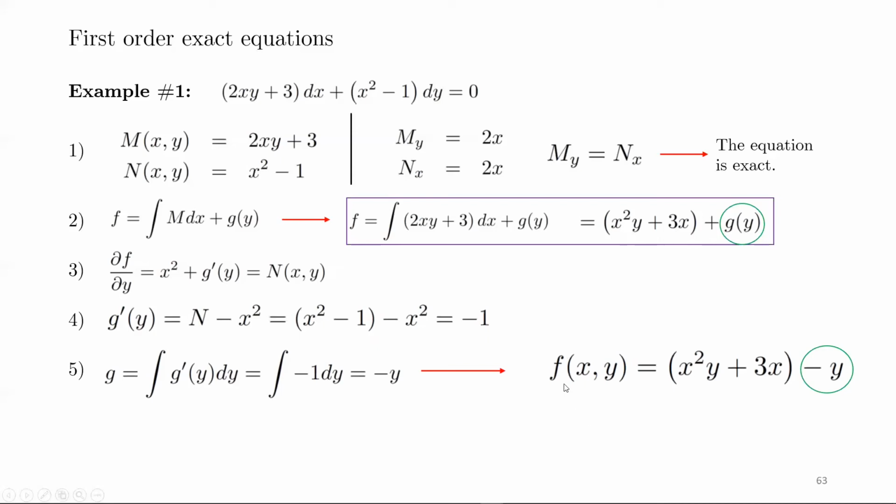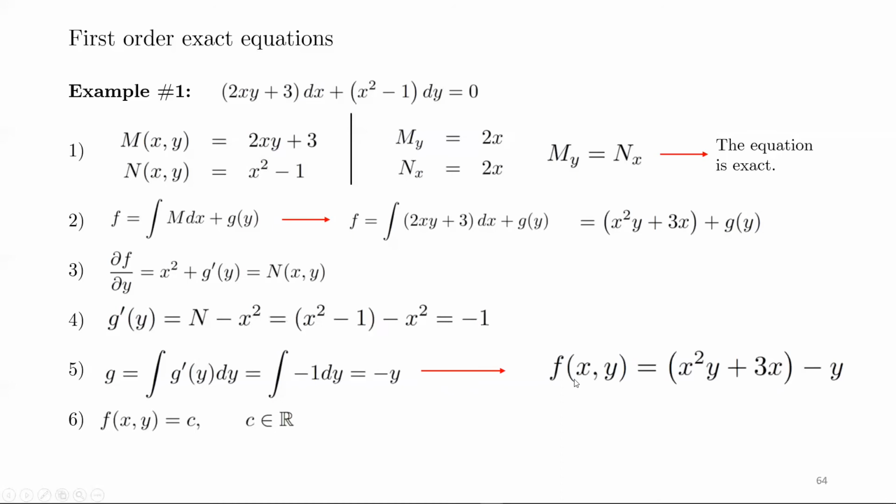Okay, so the solution to the original differential equation is found by setting this function equal to a constant. So therefore, x squared times y plus 3x minus y is equal to some constant. And again, if we had an initial value problem, we could find the value of this constant. But here we just have an ODE, so it's just a one parameter family of solutions.